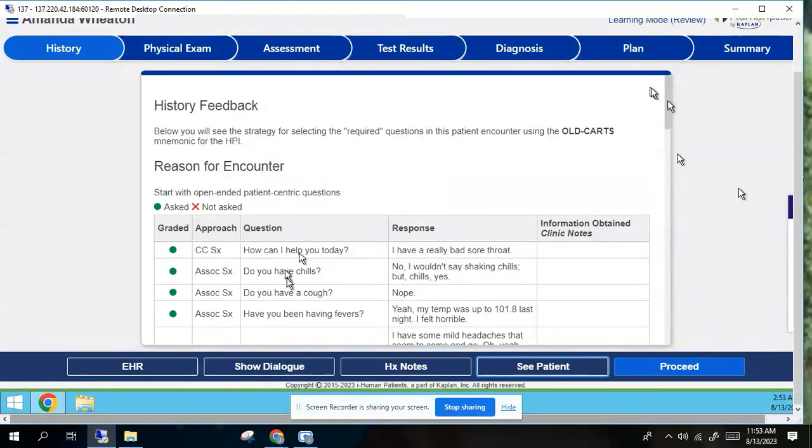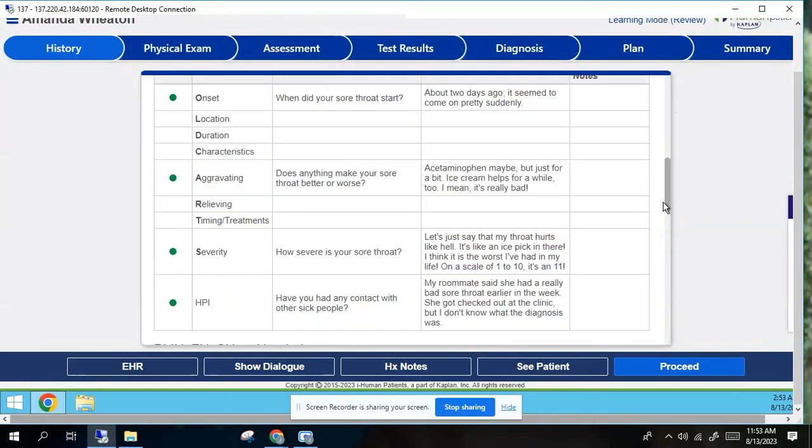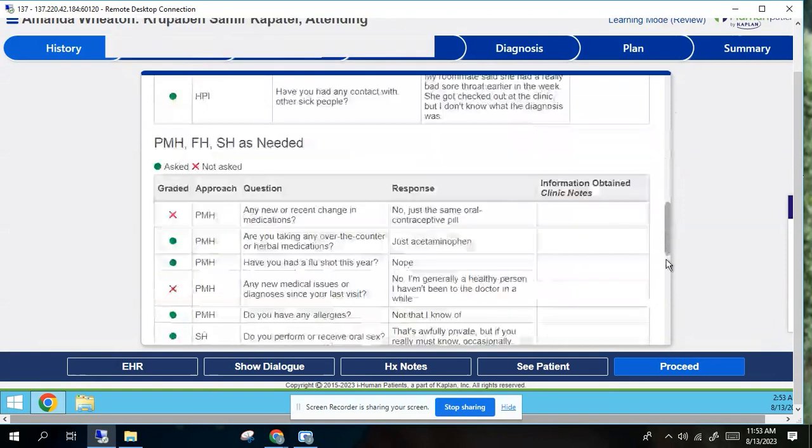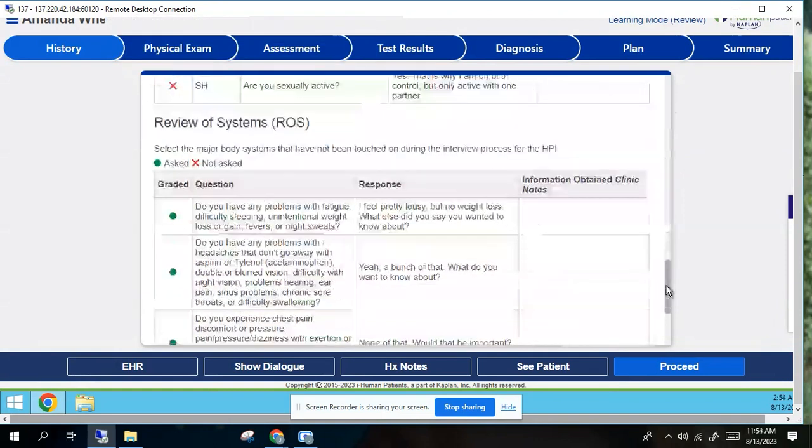Now, as for feedback, you can see this. The green means the question asked, and the X means the question that I did not ask. Now, these are the questions that I asked. Like I already said, there are some questions that are very common and have to be asked of nearly any patient. So like this one, are you sexually active? Now you have to ask that. It is a common question.